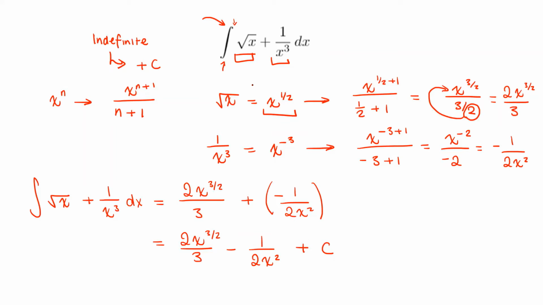If it was a definite integral, it would have numbers on top and numbers at the bottom, and we would substitute them in. So our overall integral then would be 2x to the power of 3 over 2 over 3 minus 1 over 2x squared plus c.